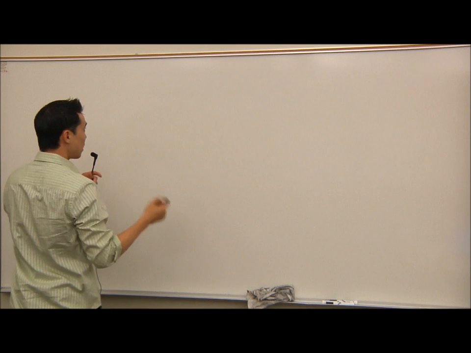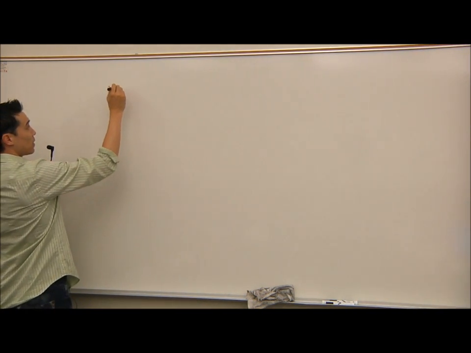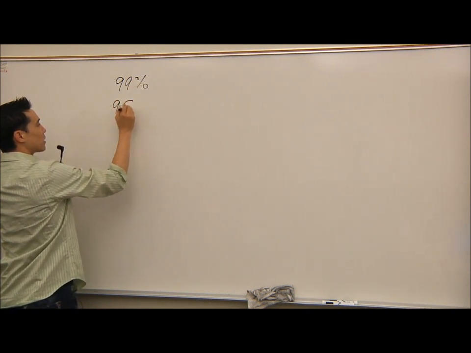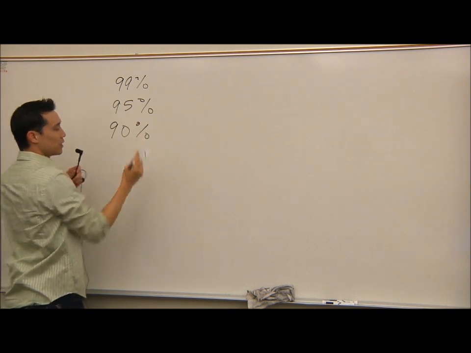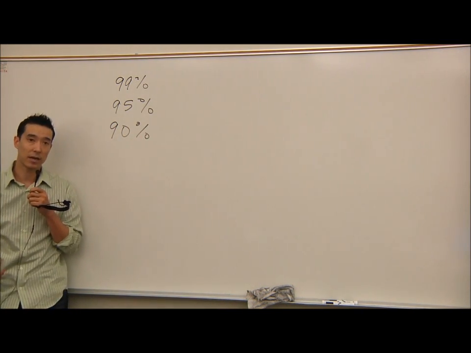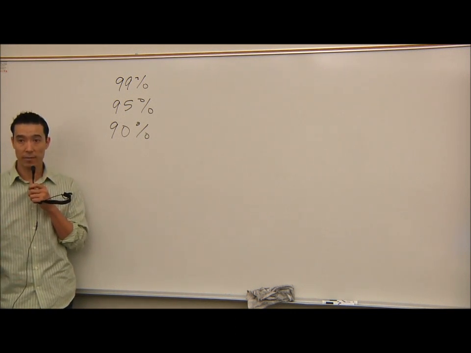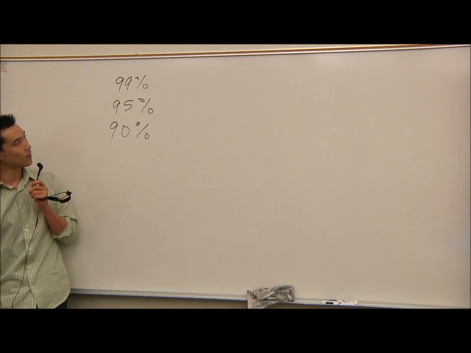So whenever we do a confidence interval, there's going to be some sort of level. A lot of popular levels are 99% confidence, 95% confidence, 90% confidence. These are all ones that come up all the time, but you could do whatever you want. It could be an 88% confidence, or 92%, or 75%, okay? But these tend to be the three most popular ones. All right?